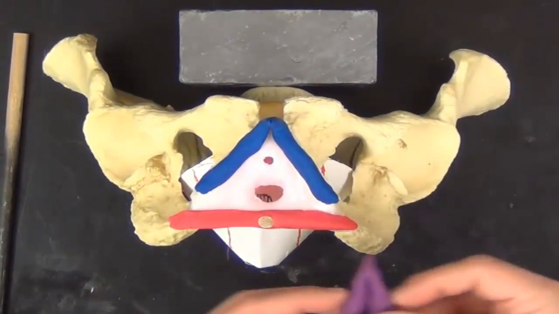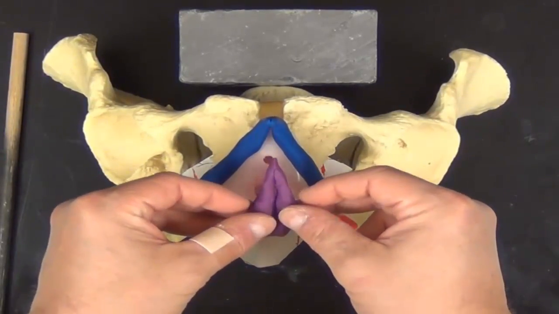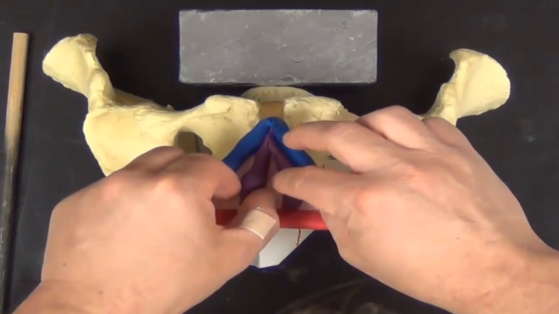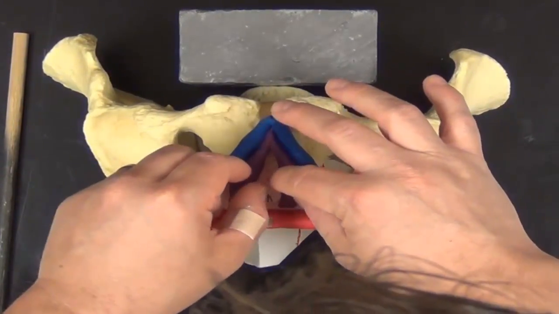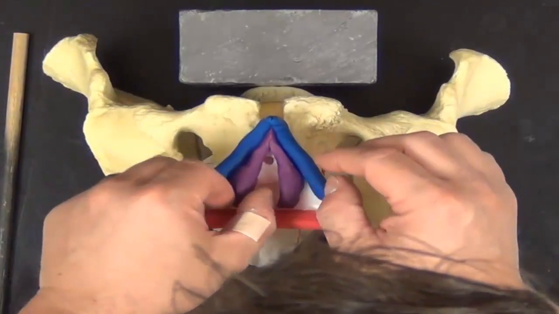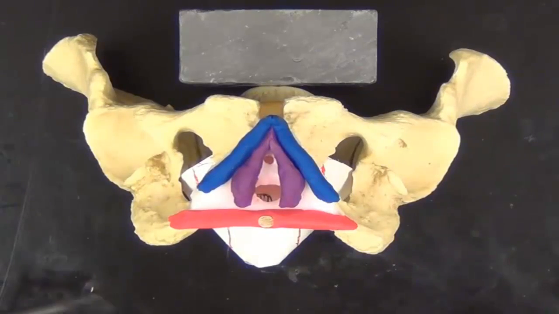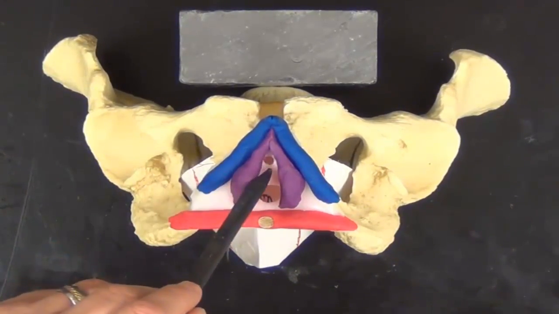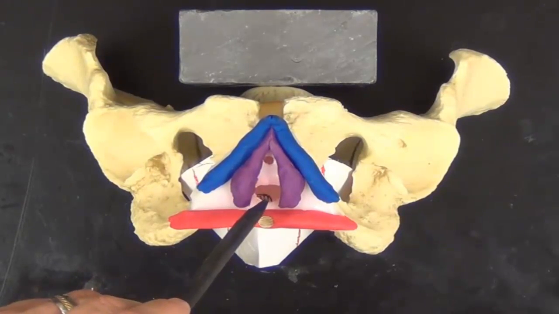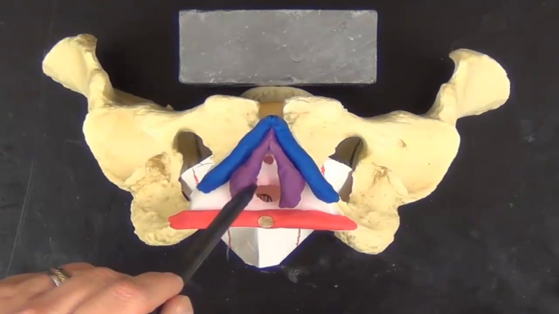Corpus spongiosum, instead of a single bulb going out to the external genitalia, has to be split to accommodate the opening of the vagina and the urethra. So we'll put the corpus spongiosum right in there. Now this forms the vestibule, the common opening of the urinary and the genital tracts, and this region is sometimes referred to as the bulb of the vestibule.